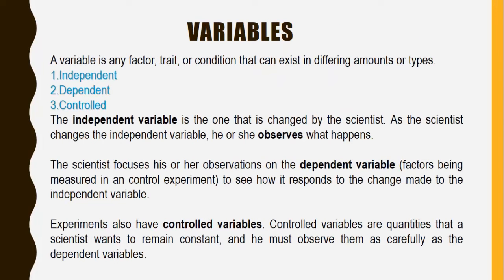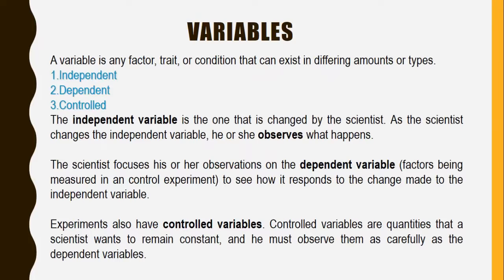So let's go more in depth into variables. A variable, again, is a factor, a trait, or a condition that exists in differing amounts or types. There are three types of variables: independent variable, dependent variable, and controlled variable. An independent variable is the one that is changed by the scientist. It is independent. It doesn't depend on the results of the experiment. There's nothing depending on its results.